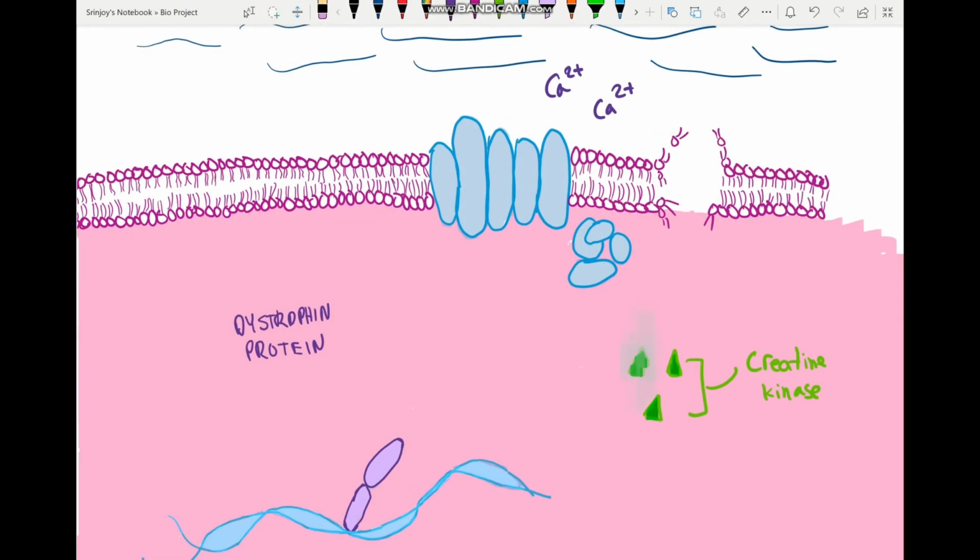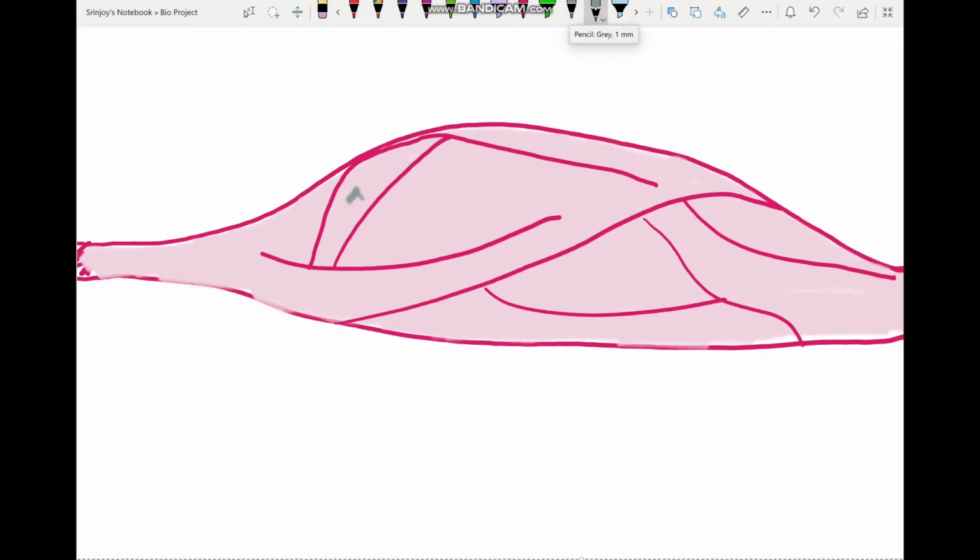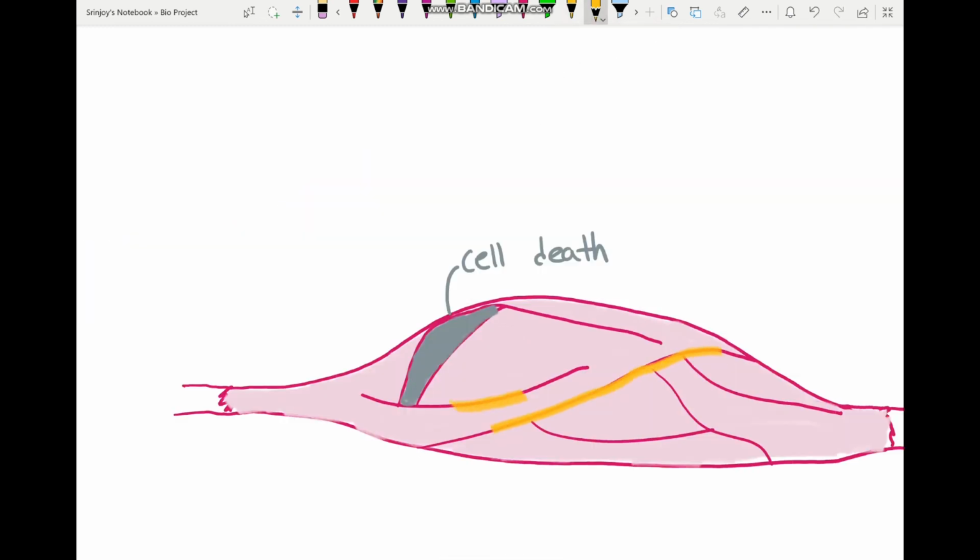So we have our creatine kinases. These are important proteins and they start to leave the cell, whereas the calcium ions start to enter the cell. Over time, as the creatine kinases leave the cell and the calcium ions enter, the cells in the muscle start dying, and this is known as the cell death phase. Over time, fat starts to accumulate all over the muscle cells, and this leaves them generally very weak.